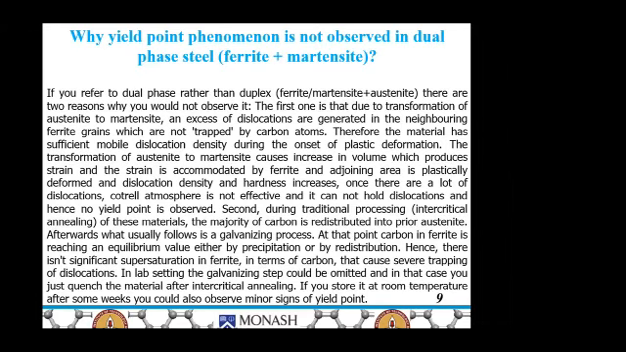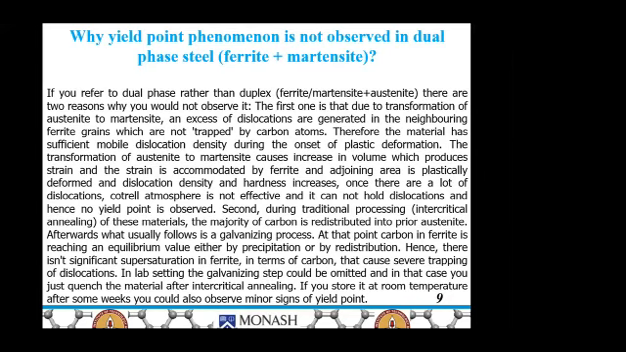Or otherwise, we can say that if we have a very high dislocation density, then this yield point phenomena explanation is not valid. Because once there are a lot of dislocations, the Cottrell atmosphere will not be effective and it cannot hold dislocations, and hence no yield point phenomena is observed. Second, during traditional processing, intercritical annealing of these materials, the majority of carbon is redistributed into prior austenite.